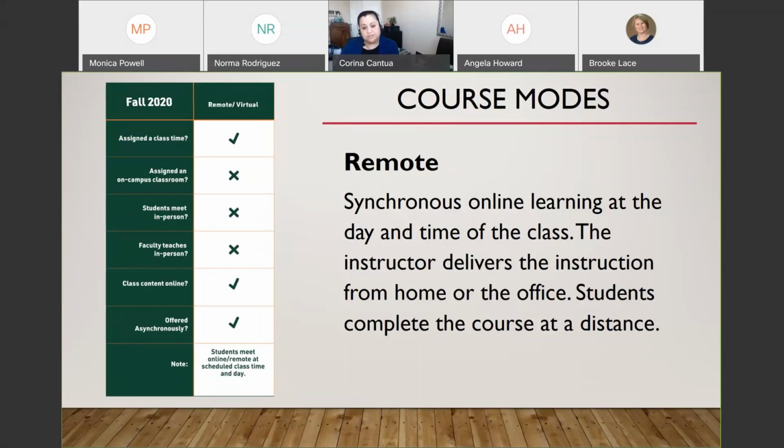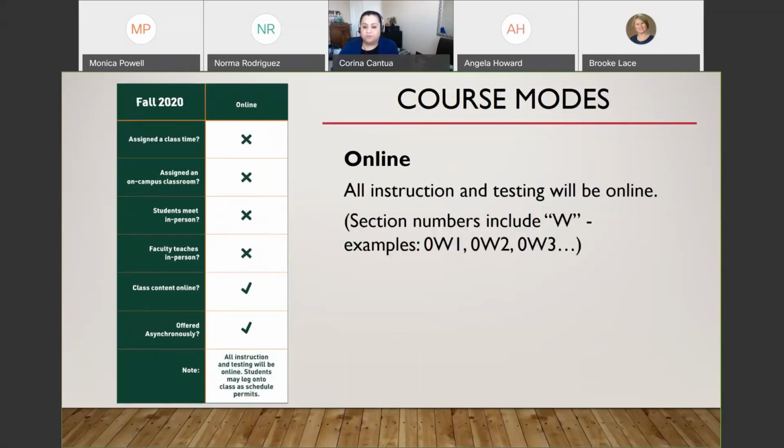All right, so now let's go to our last course mode, which is on the next slide. Thank you. So online. The online course mode means that all instruction will be online. You can tell which ones are online course mode based on the section number, and I have some examples on there. All of the section numbers for these online course mode courses will have that W. So OW1, OW2, OW3. That's how you know that it's an online course mode.